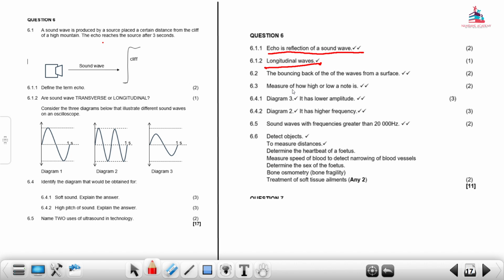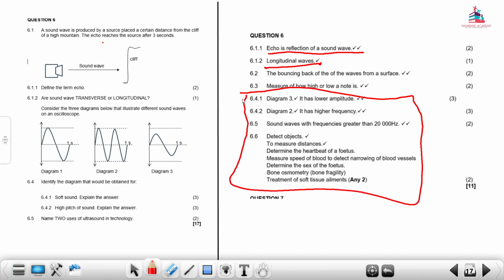Identify the diagram that will be obtained for. Am I moving right? No, I'm not. I think the questions I have. 6.4 here. We start in here. There we go.